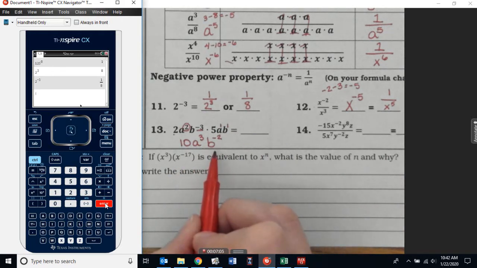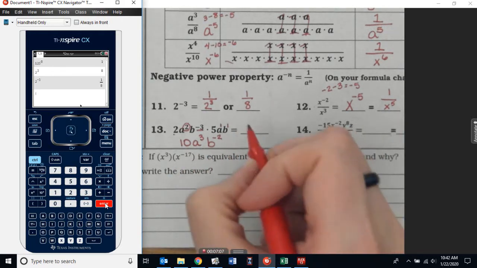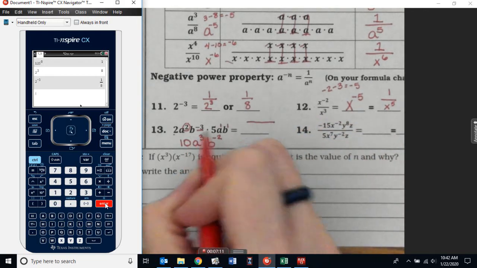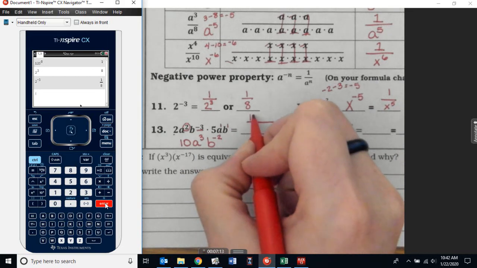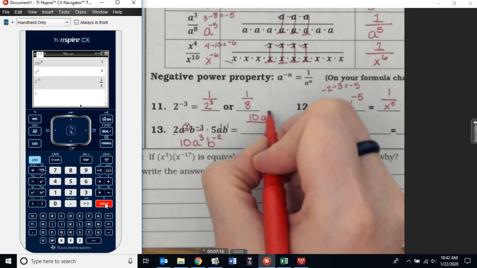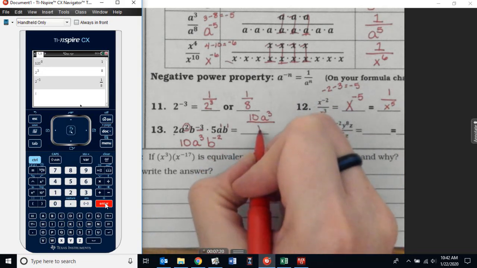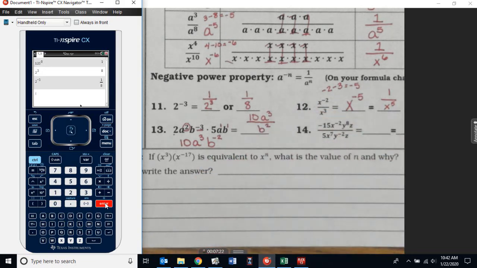That's what I want you to still do first. And then I want you to come over here and make a fraction bar. And anything that has a positive exponent stays on the top. So 10a to the 3rd power. Anything with a negative exponent goes to the bottom, b, and it becomes positive, so b squared.